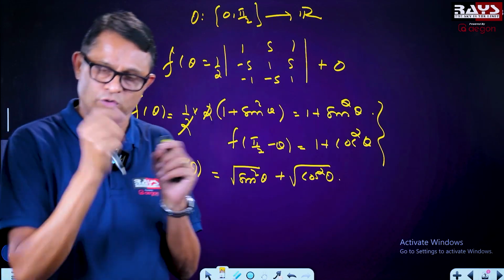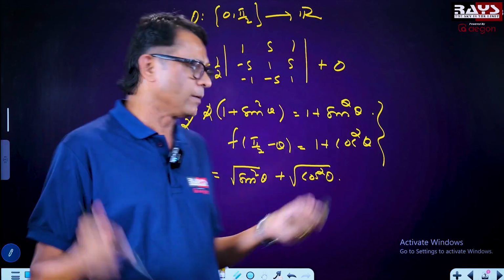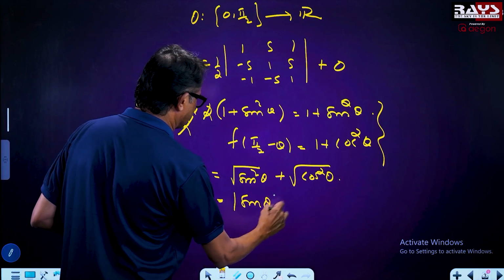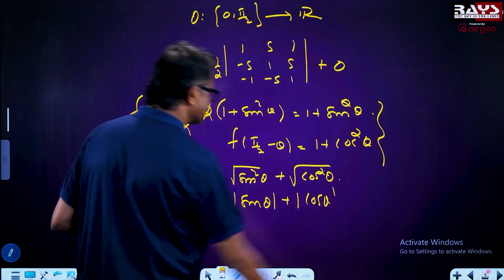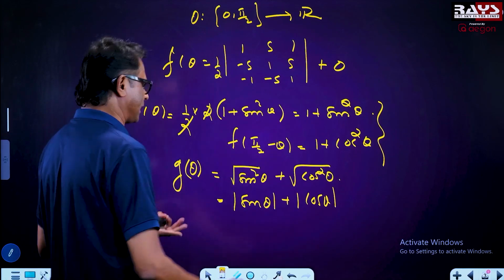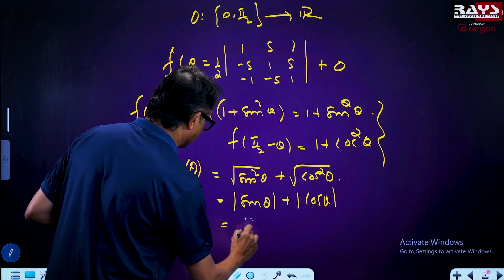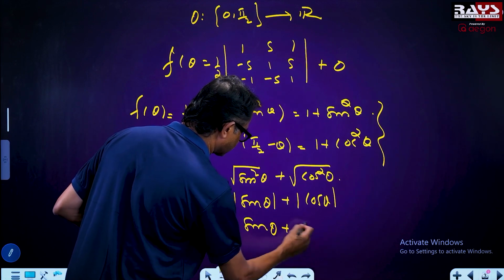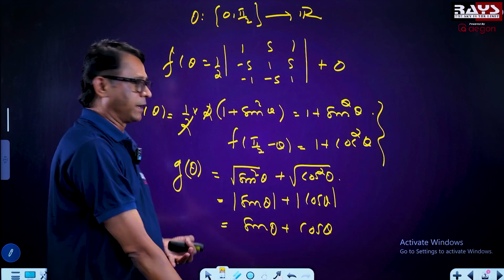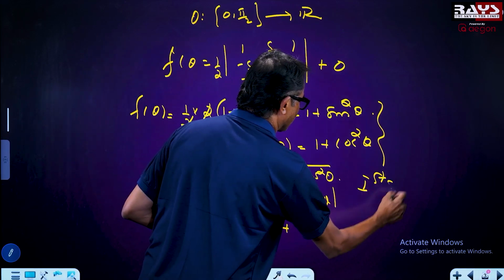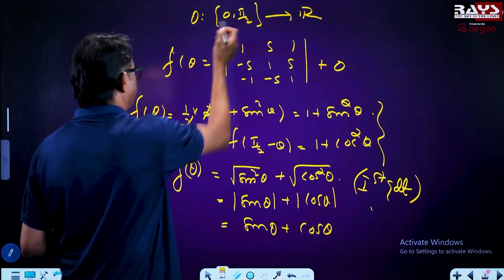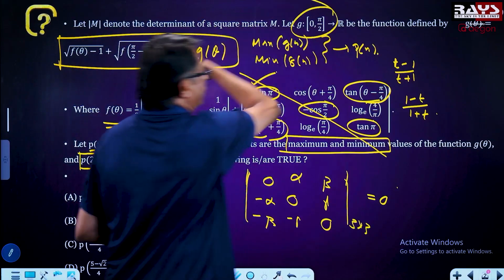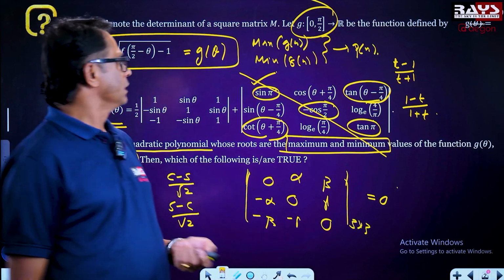You know in the first quadrant, cos theta and sin theta both are positive. So root of sin square theta is actually mod sin theta, and you have to write mod sin theta plus mod cos theta. But since it is the first quadrant, we can ignore the modulus sign. So I will be getting sin theta plus cos theta, because it is given that theta is from 0 to pi by 2.